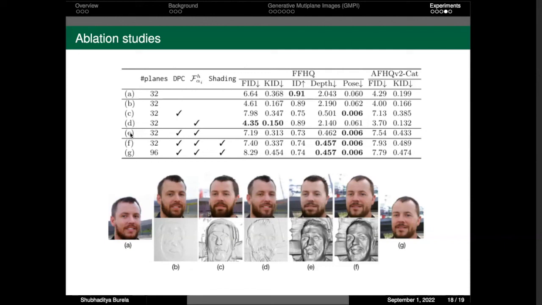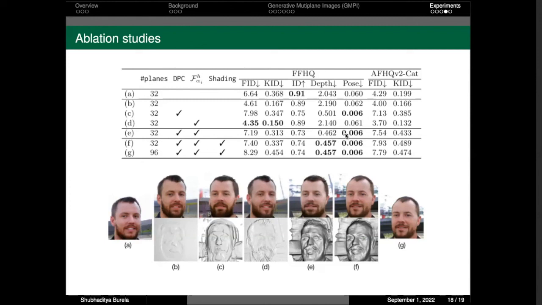Then there is this E part. So we have the DPC and the plane specific features also. So this produces good metrics on the depth and the pose. However, the KID and FID as well as ID values are generally worse than non-3D aware generators.